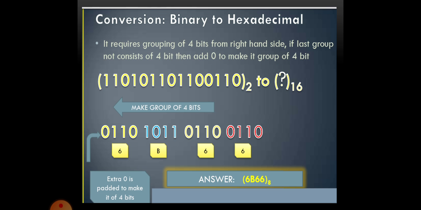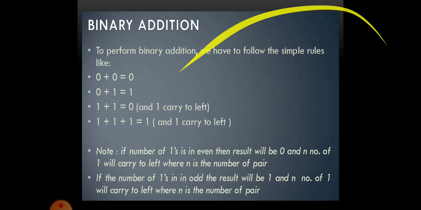I think you're all clear about how to convert. Then the next one is binary addition. How to perform binary addition? 0 plus 0 becomes 0. 0 plus 1 becomes 1. 1 plus 1 becomes 0 and carry 1 to the left. And 1 plus 1 plus 1 becomes 1 and carry 1 to the left. That is how this happens.